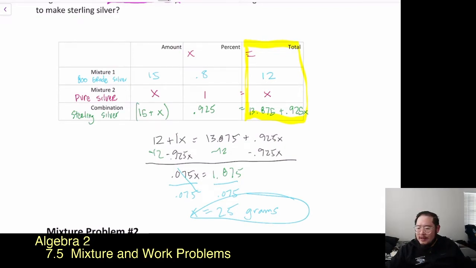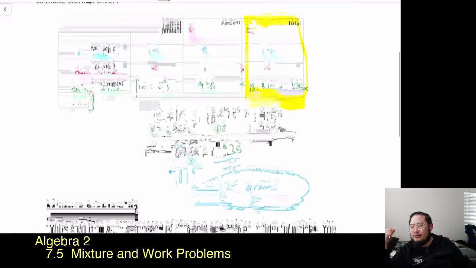Now that we have that, let's try it one more time. We have our mixture problem number 2.